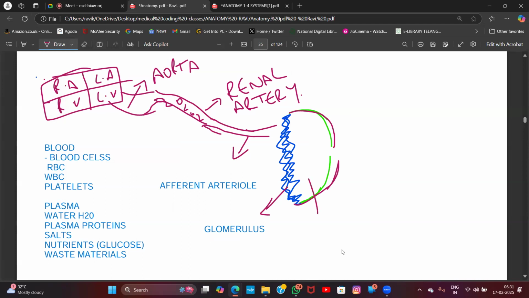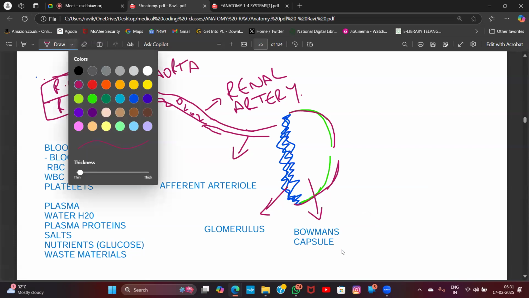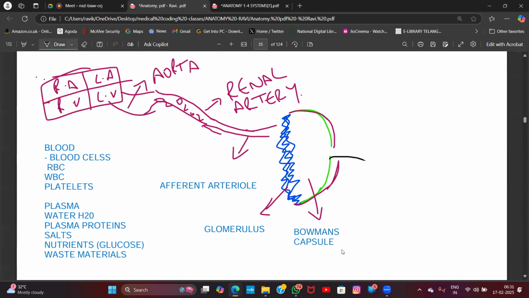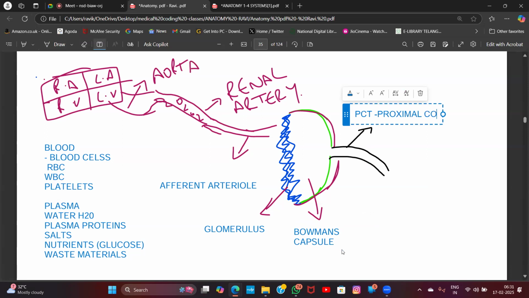This glomerulus leads to a capsule-like structure called Bowman's capsule. This Bowman's capsule leads to a tube-like structure called the proximal convoluted tubule, PCT.